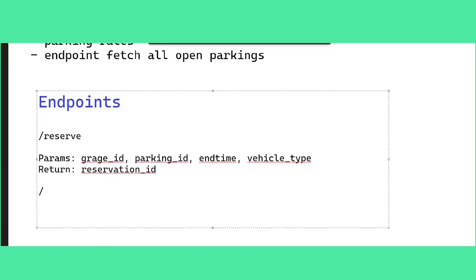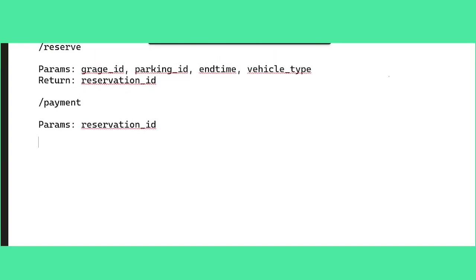Next endpoint would be payment, the location where you can pay. Parameters would be reservation ID, because we can track which reservation you have paid. I think payment can be done by a third party. We'll just send the reservation ID as the ID by which you can track everything, and payment is to be done by a third party.